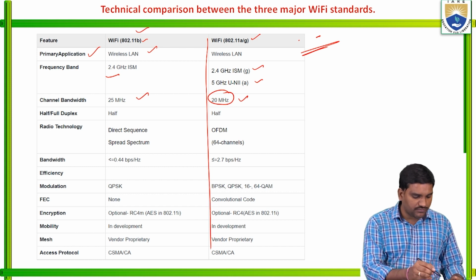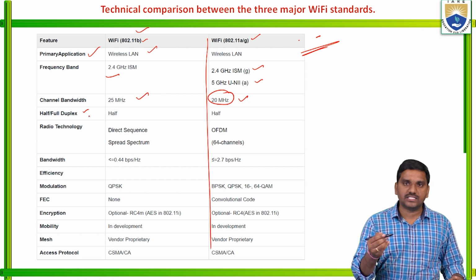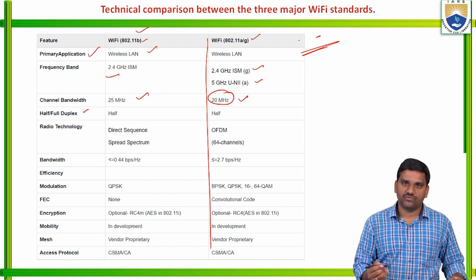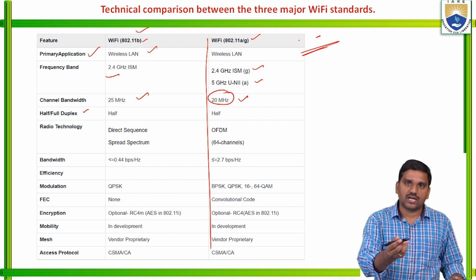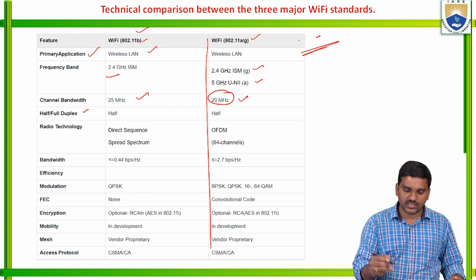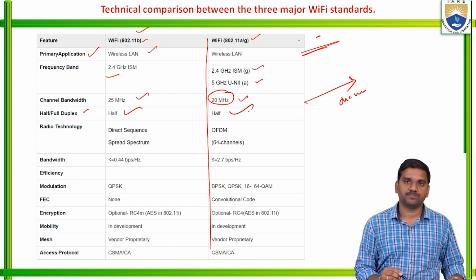The next feature of the standard is whether it is half duplex or full duplex. We already know that the Wi-Fi standards all come under half duplex only. It is one-way communication at a time.